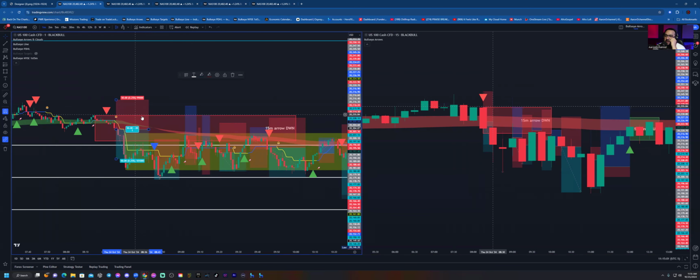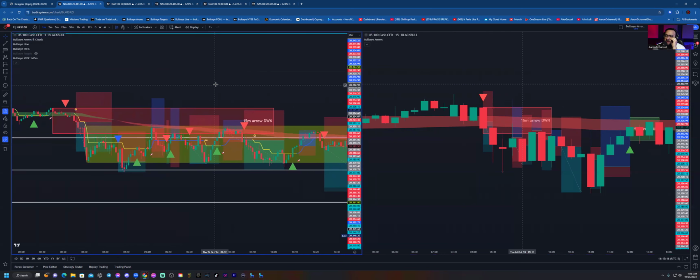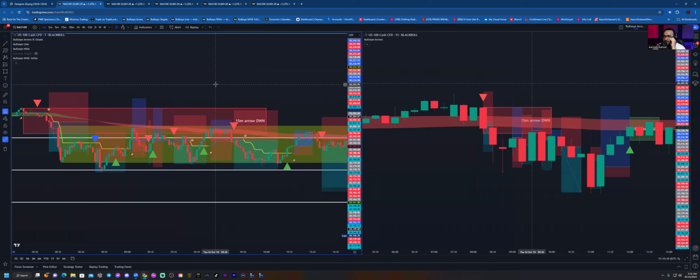All right, so we had a red cloud show up on 1 minute. So that was giving us a sign for an A+ setup. Why? Because red cloud on 15, red arrow on 15, red cloud on 1. We're taking every red arrow on 1 minute time frame.